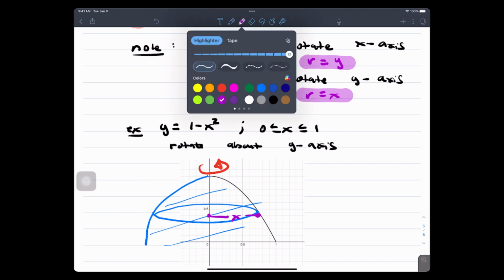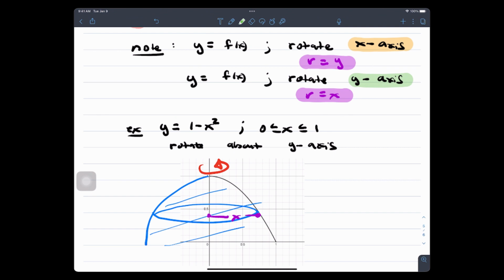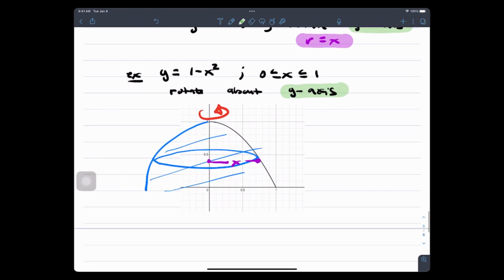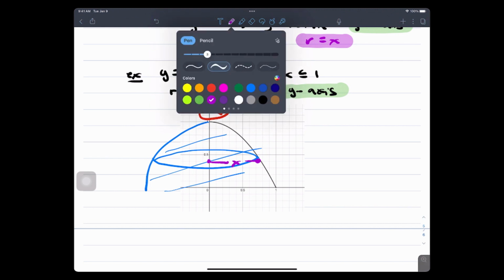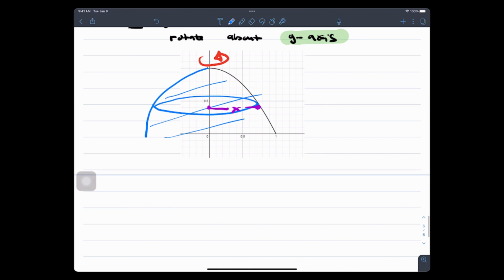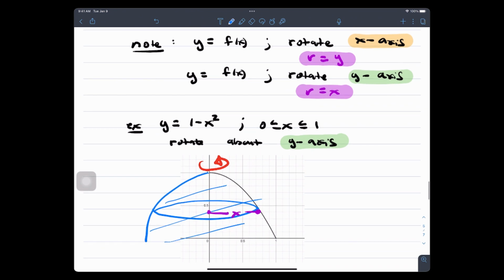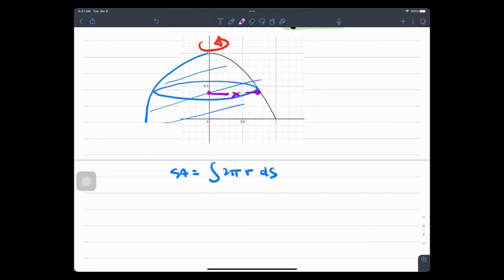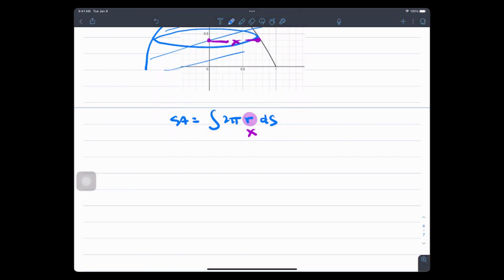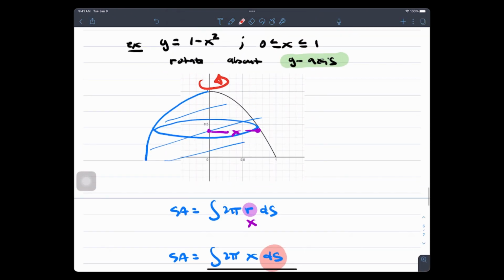So here's our radius. And then let's do orange. Rotate about the y-axis here, right? So this is the y-axis. So sure enough, our radius is x. And that's the whole idea. So when you say, here's my surface area formula, right? Surface area is going to be that integral 2 pi r ds. So we know that radius, again, like we said here, is x. So this portion here is going to be just x. So far we get surface area integral 2 pi x, and then this is going to be a nice ds.